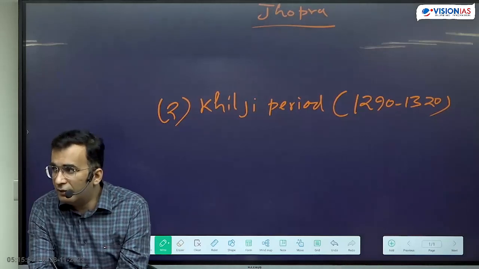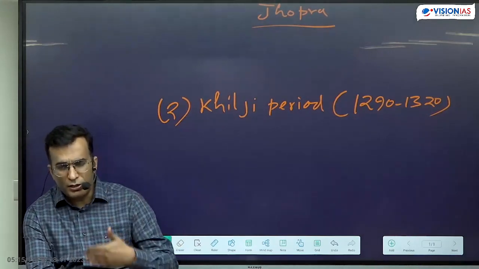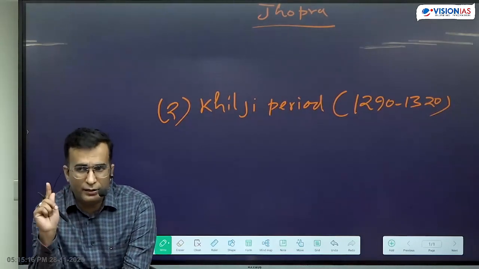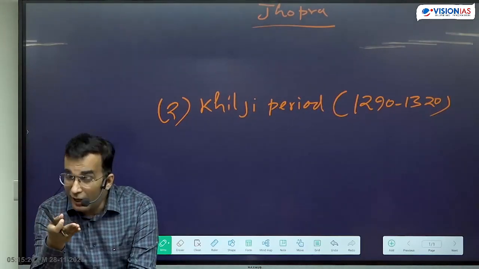In fact, Alai Darwaja is the gate of the Mehrauli complex. Many such structures were added in this Mehrauli complex. Only one ancient structure exists in the Mehrauli complex. Can you tell me what that is? Iron pillar. Very good, exactly.